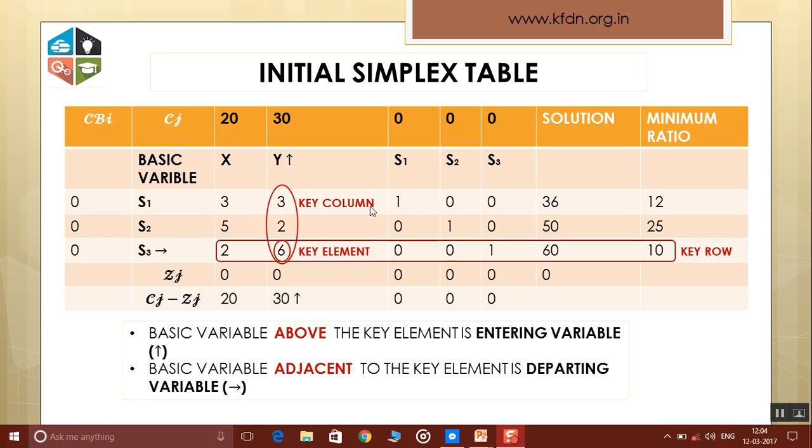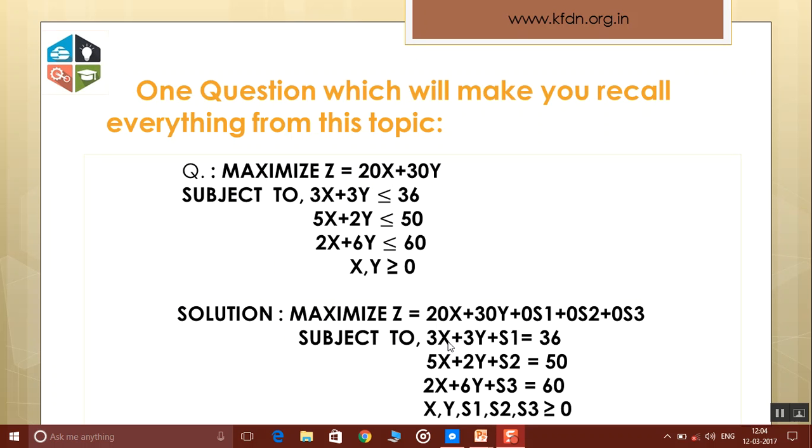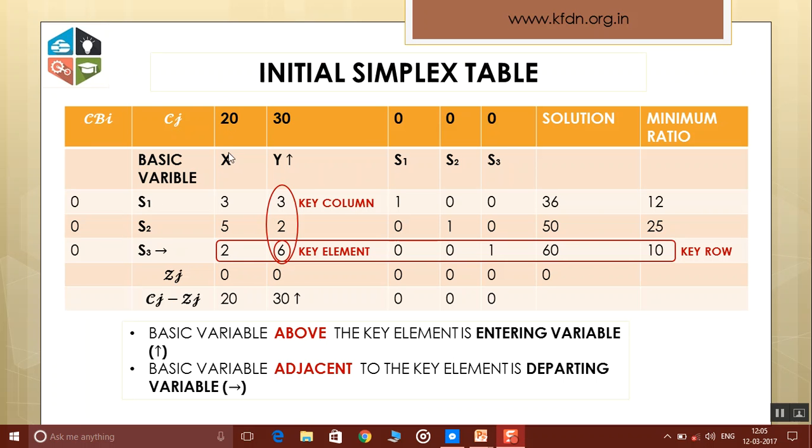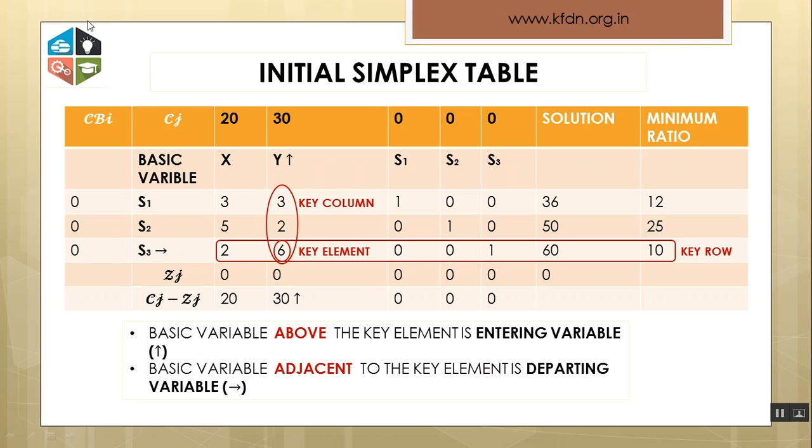Now here we write the coefficients of the given constraints, which you can see from here: 3x, 3y, 1s1. As you can see, s2 and s3 are not over here, so we'll write 0 and 0. Similarly, 5, 2, s1 is not here, we can write 0. s2 is available, so 1, plus s3 is not here, 0. Similarly, 2, 6, 0, 0, 1. You can see 3, 3, 1, 0, 0, 5, 2, 0, 1, 0, 2, 6, 0, 0, 1. Now we will fill solutions of the given constraints in the solution column, which is 36, 50, 60.